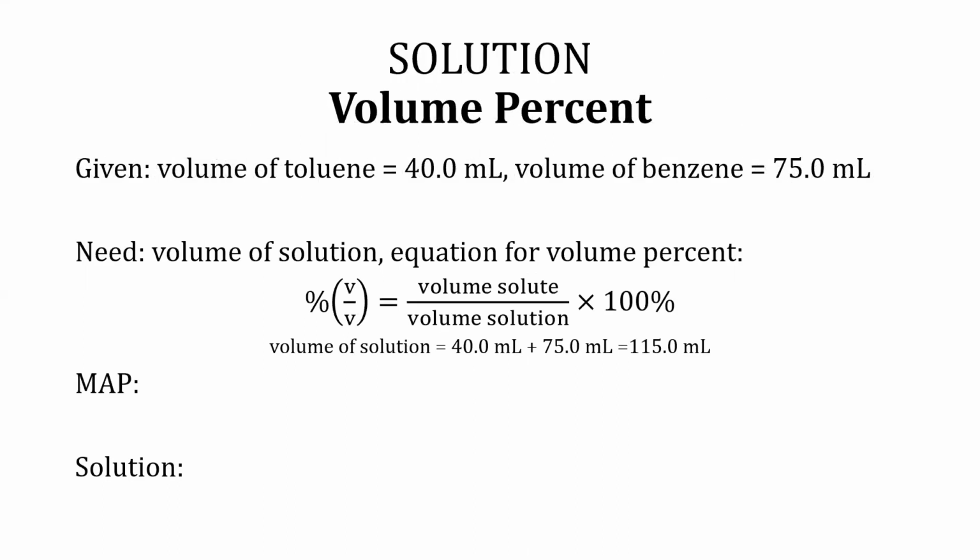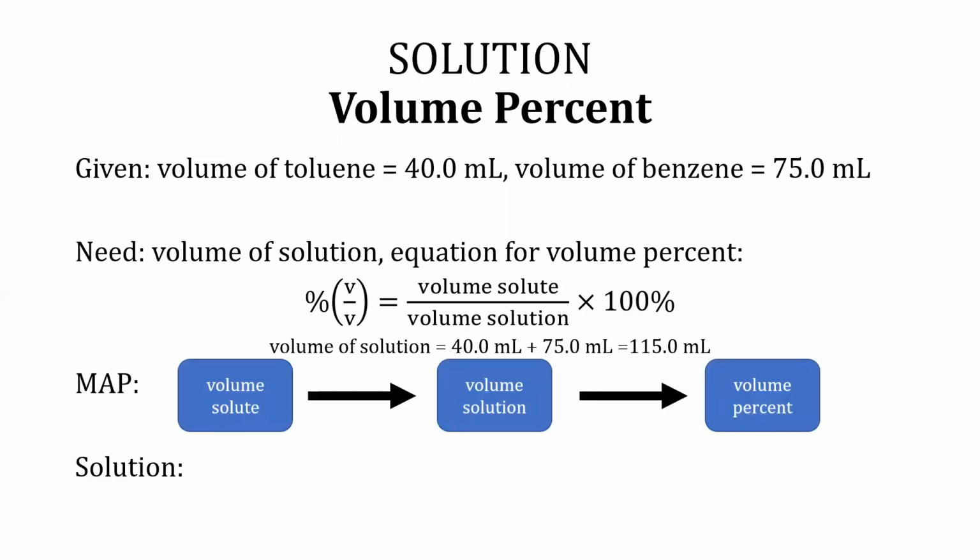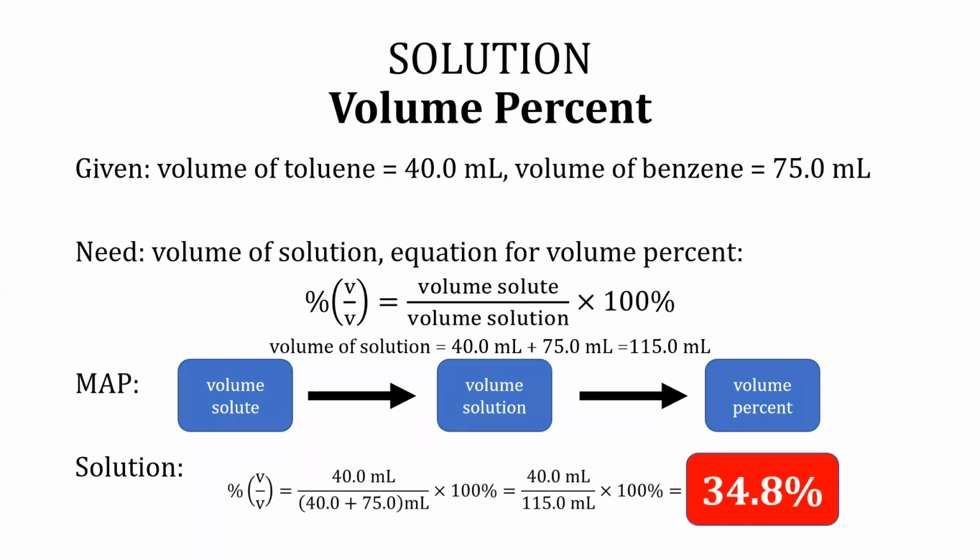Given the volume of toluene is 40.0 mL and the volume of benzene is 75.0 mL, one needs the volume of the solution and the equation of volume percent. Using the solution map, take the volume of solid, divide by the volume of solution, and multiply by 100% to get volume percent. After inserting the values, the final answer is 34.8%.